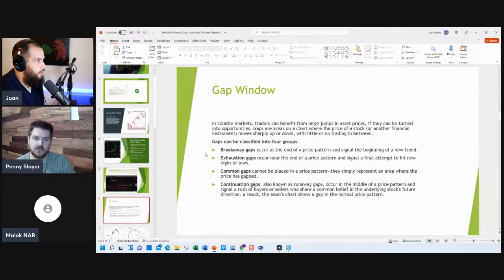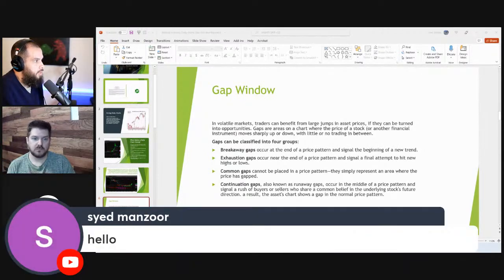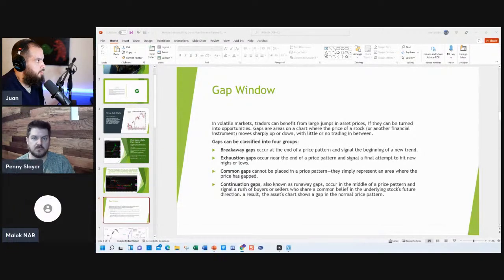So in volatile markets, traders can benefit from large jumps in asset price if they can be turned into opportunities. Gaps are areas on the chart where the price of the stock or of the financial instrument moves sharply up or down with little or no trading in between. So there's different types of gaps.